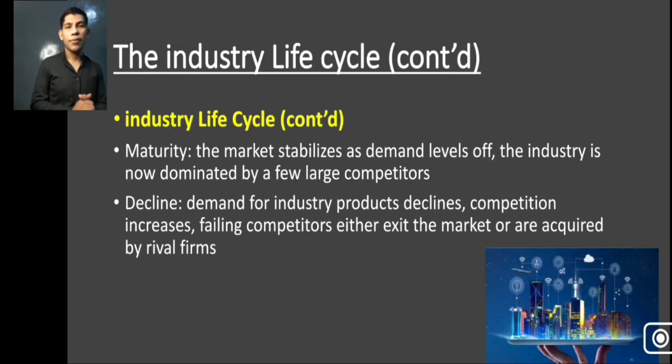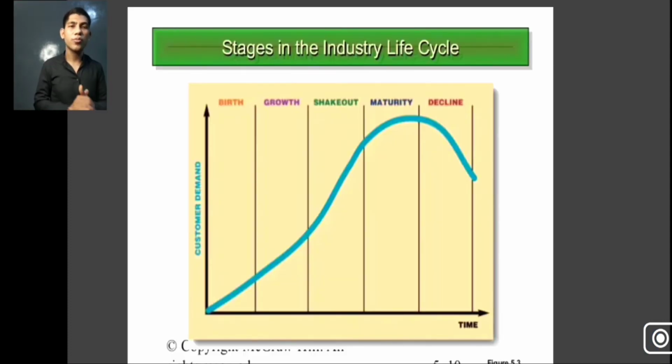In maturity, the market is stabilized, demand levels off, and the industry is dominated by a few large competitors. In decline, demand for the industry's product declines, and competitors either exit the market or are acquired by rival firms. Basically, this is the structure of the industry life cycle: birth, growth, shakeout, maturity, and decline.